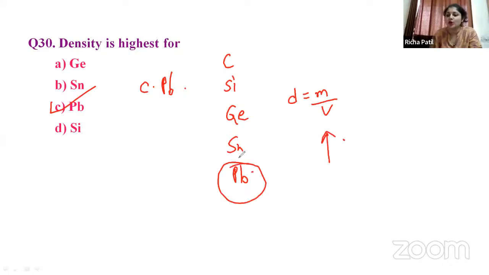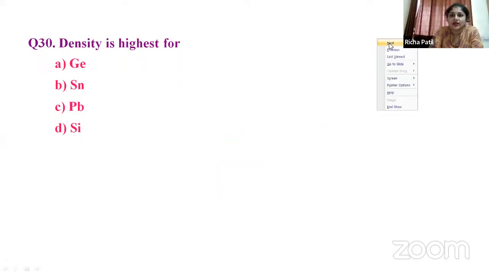So lead, why? Because of the order carbon, silicon, germanium, tin, and lead. You know density is mass per unit volume. So as you go down the group, atomic mass increases, so the density of lead will be more. Understood? So we'll go for the next one.